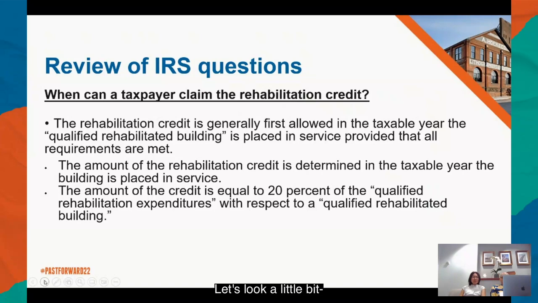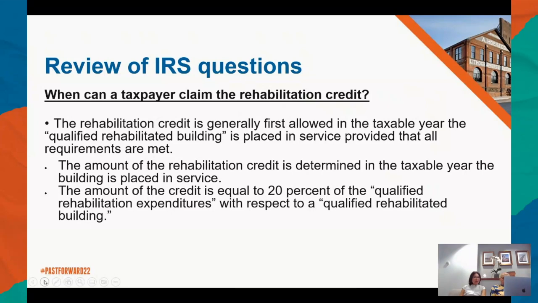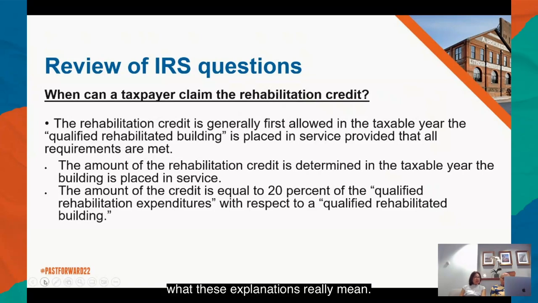Let's look a little bit again. I'll repeat the disclaimer. We're not accountants, we're not tax experts. When you get to the point of actually thinking seriously about a project like this, you need to make sure that you are involving a tax expert. We went through the IRS questions, and even though they are answered, we thought it'd be best to share in layman's terms what these explanations really mean.